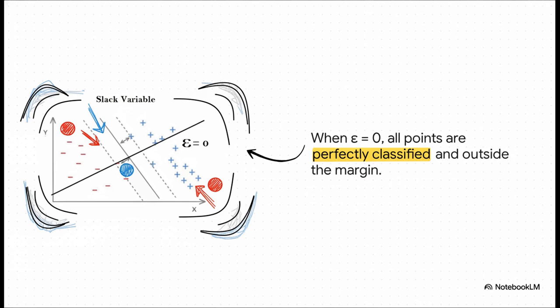So this is the ideal situation. Epsilon is 0 for every point. They are all perfectly classified and sitting comfortably outside that margin. This is exactly what we'd hope for in a clean data set.